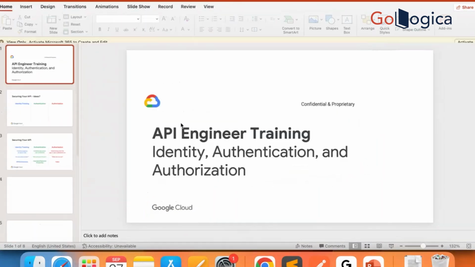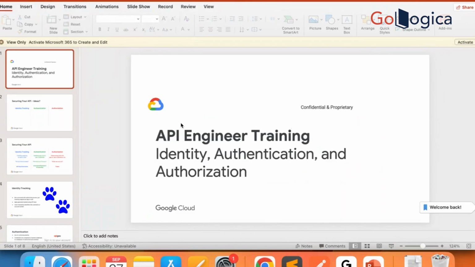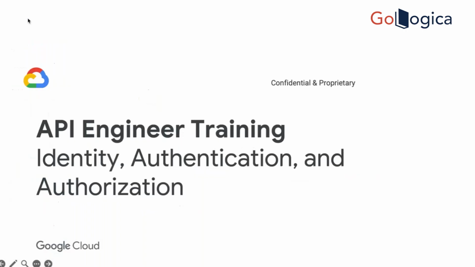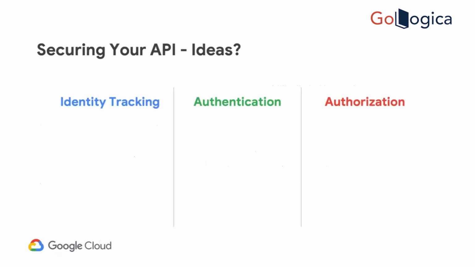Now next is one small topic we will cover, and then we can call it a day. This is about identity, authentication, and authorization. We see this term used a lot, however people often get confused about it. So we need to be clear about what is what, because all these three terms are used a lot in the world of API security. First is identity tracking, second is authentication, third is authorization.